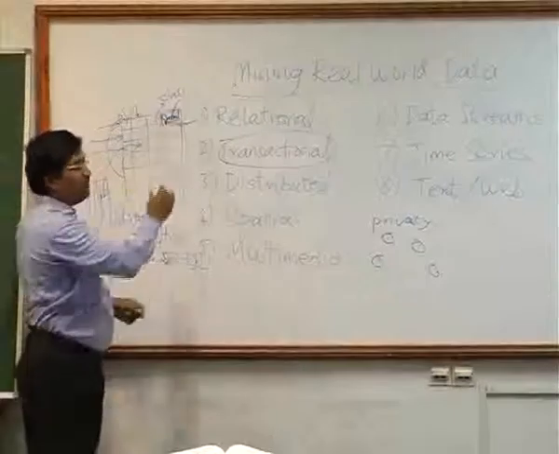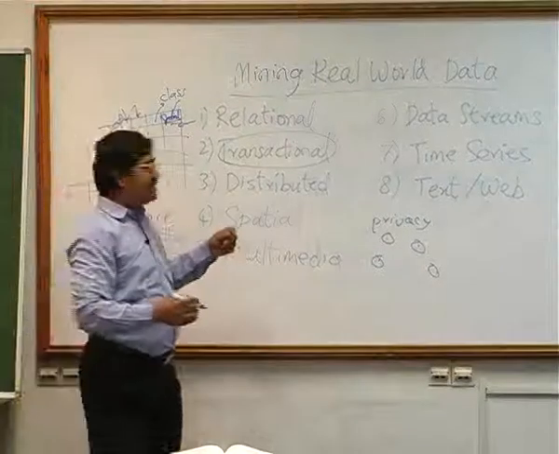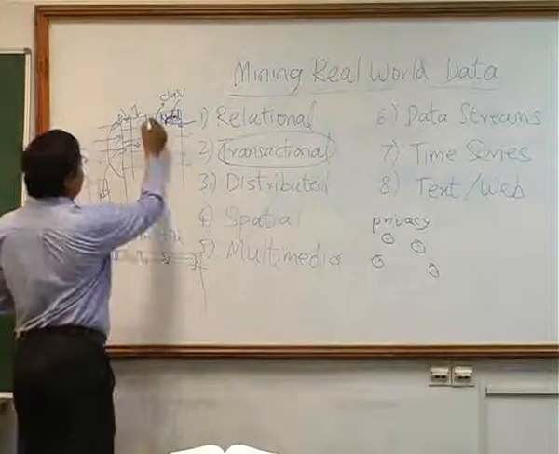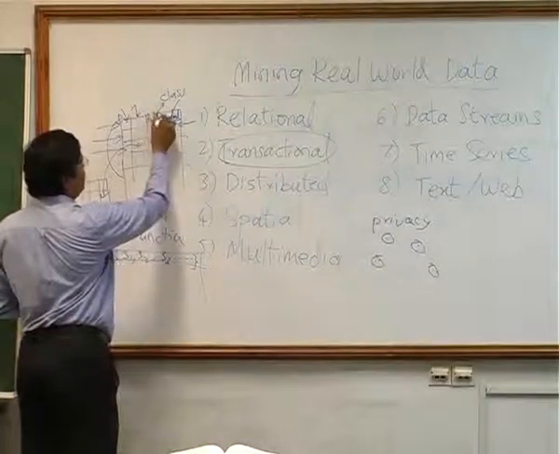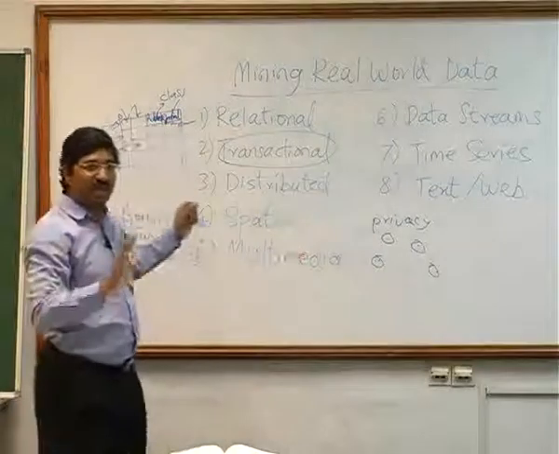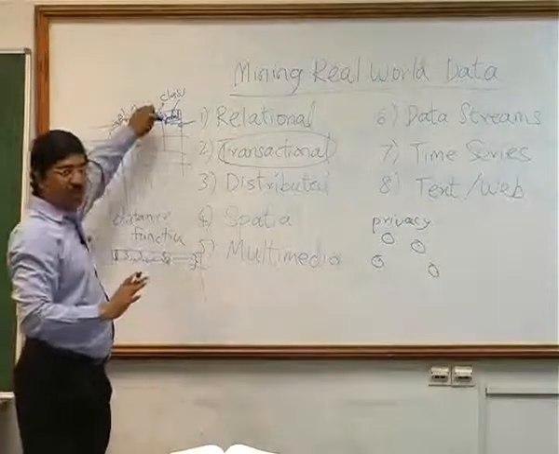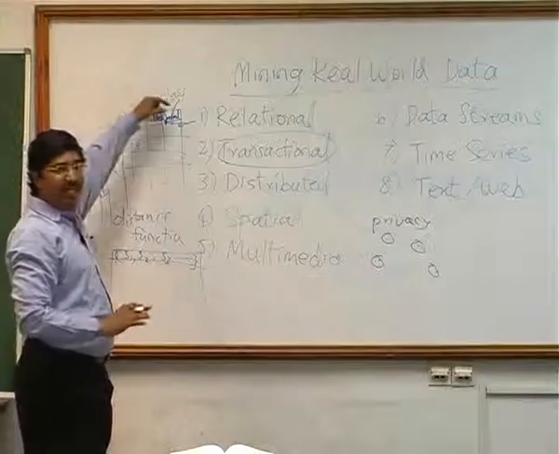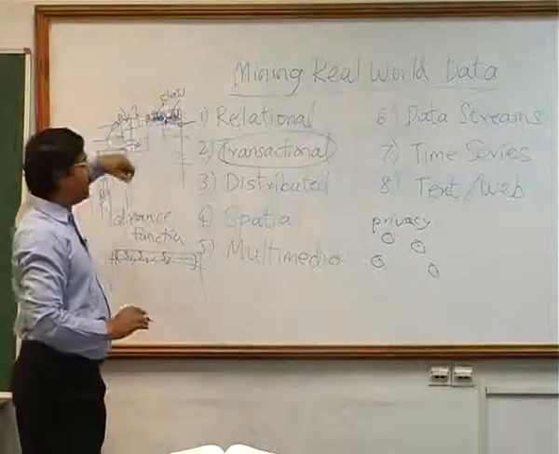Okay, so this might be, for example, let's say the address of a person. And the address of a person is a location in some space. So that's the meaning of a spatial attribute. And any database which has a spatial attribute is a spatial data set.